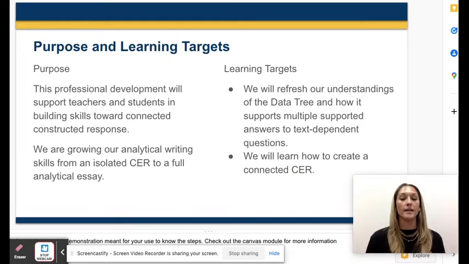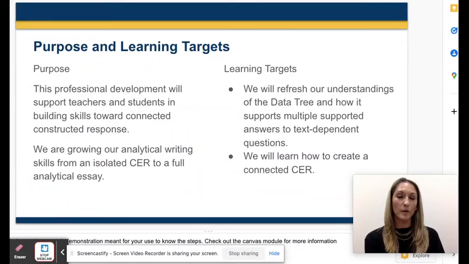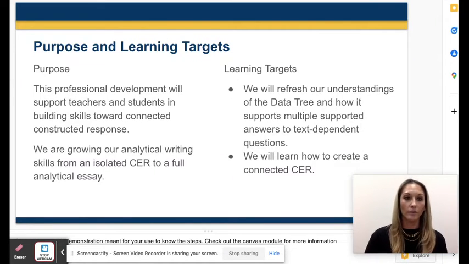To anchor our learning, I wanted to first start with saying that this professional learning is going to support teachers in helping students build skills in order to answer not only isolated but also connected CER responses, and hopefully building to a full analytical essay using the same strategy. We're also going to refresh our understandings of the data tree and how it supports students in collecting evidence to build those responses. And then we're going to go through the process and how to create a connected CER.